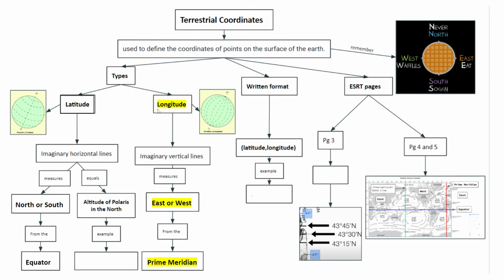Let's write that down. So lines of longitude are our vertical lines. They're imaginary, and they measure east or west from the prime meridian. So prime meridian is our reference point.